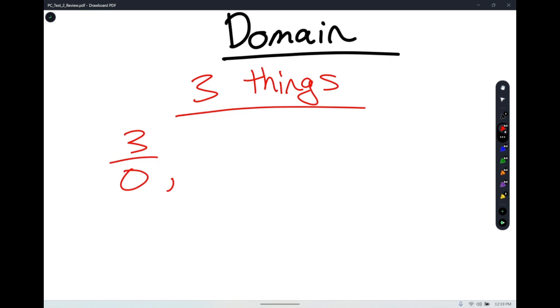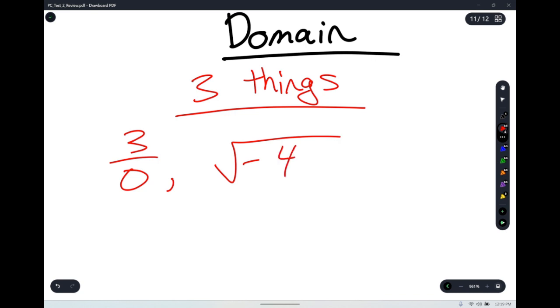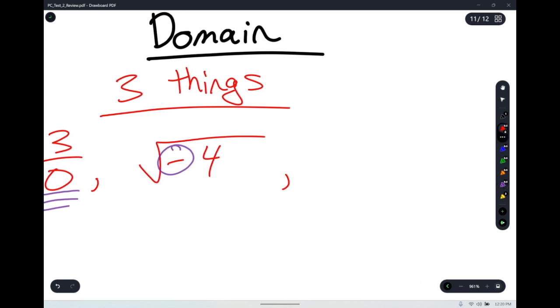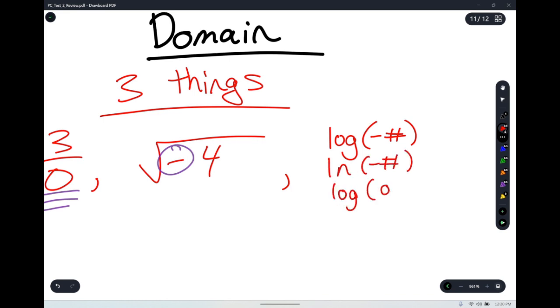Which comes from what, though? A negative 4 under the square root, right? That's the bad thing. So what's the new bad thing we just talked about? Ln. Well, it's not just ln, it's any log, right? So the log of a negative number, the ln of a negative number, log of 0, or the ln of 0.